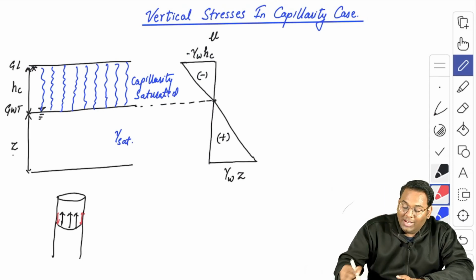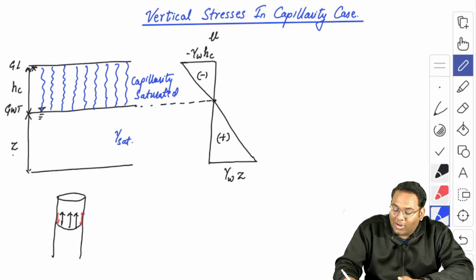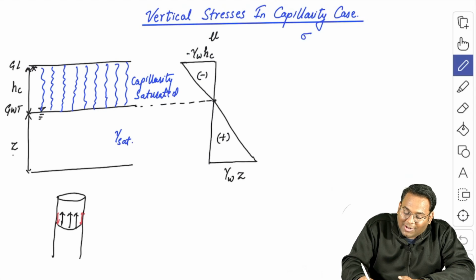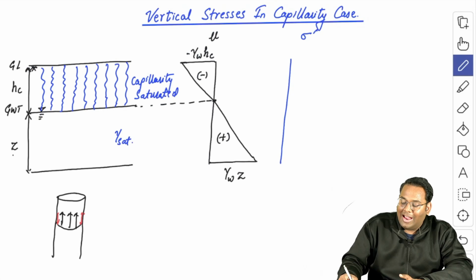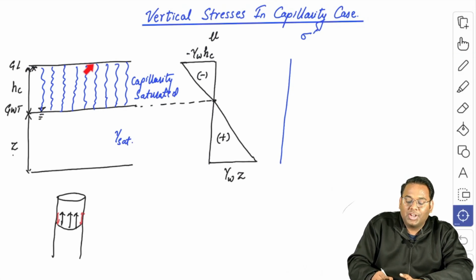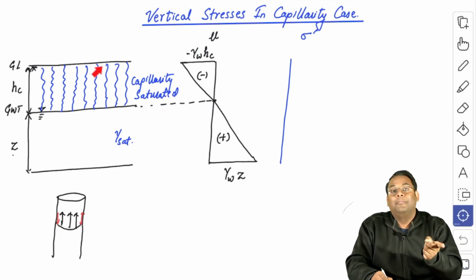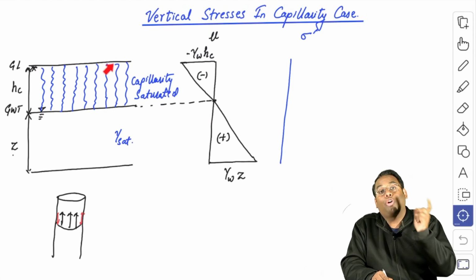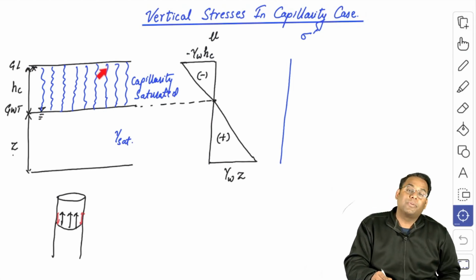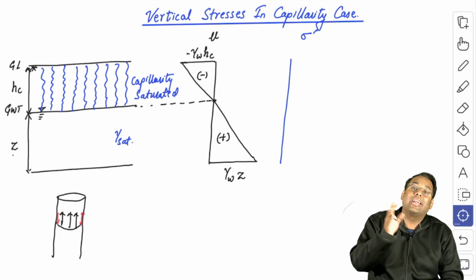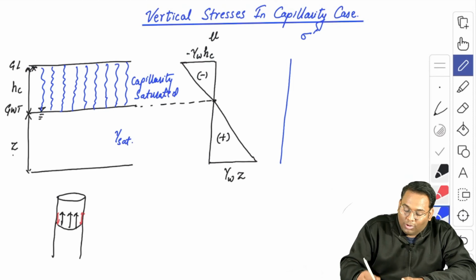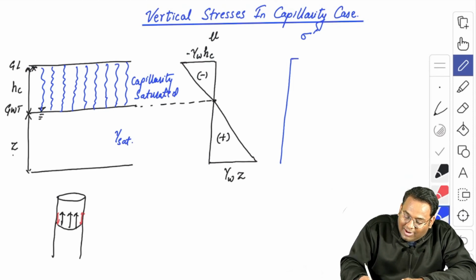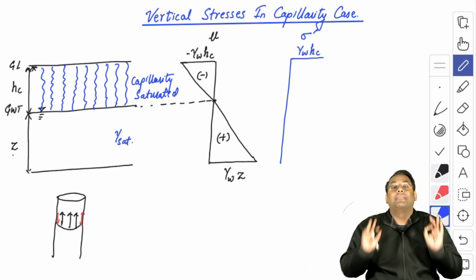Yes or no? So here what I can say is that if I am talking about the effective stress variation, then as there is an upward pressure on the water at this level, at the same level the soil solids will also be subjected to a downward pressure, and that will be equal to the maximum negative pressure, which is gamma W into HC. So here the effective pressure will be equal to plus gamma W HC.